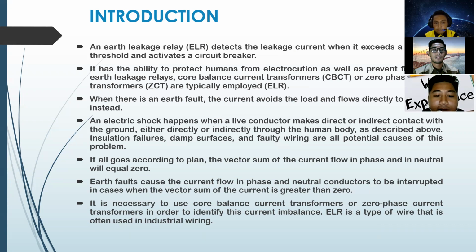When there is an earth fault, the current avoids the load and flows directly to the earth instead. An electric shock happens when a live conductor makes direct or indirect contact with the ground, either directly or indirectly through the human body, as described above. Insulation failures, damaged surfaces, and faulty wiring are all potential causes of this problem. Okay, I think that's enough for the introduction.